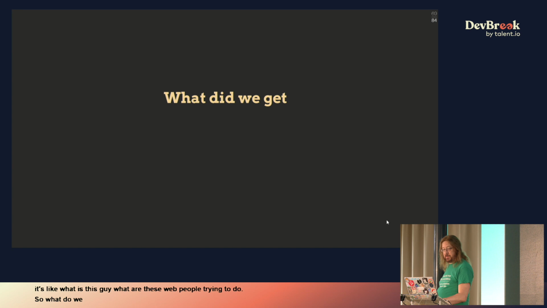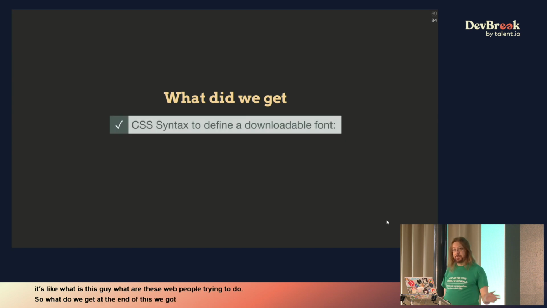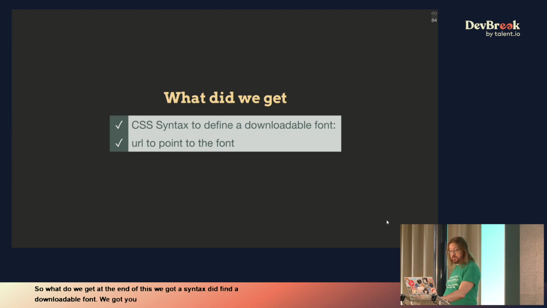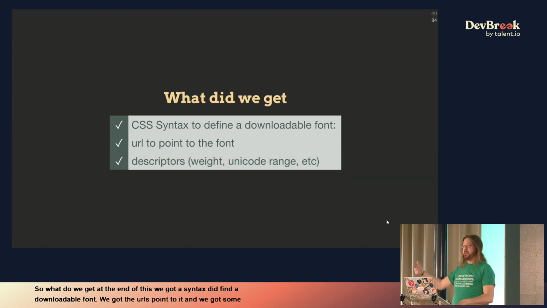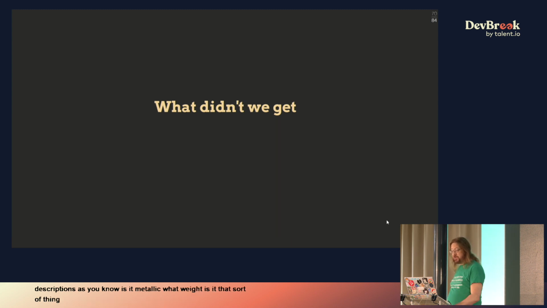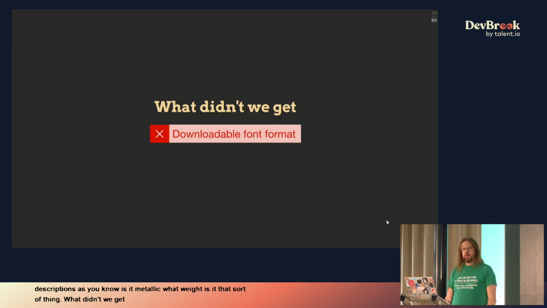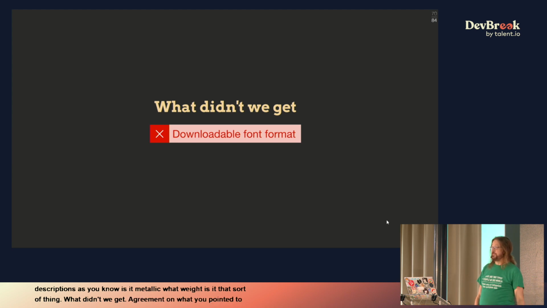So what did we get at the end of this? We got a syntax to define a downloadable font. We got the URL to point to it, and we got some descriptors that say, is it italic? What weight is it? That sort of thing. What didn't we get? Agreement on what you pointed to.